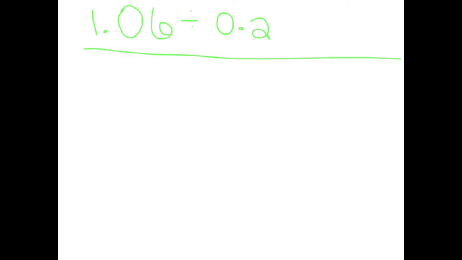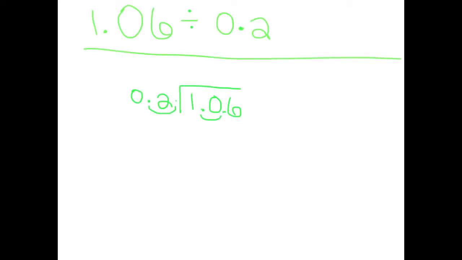Our problem is 1 and 6 hundredths divided by 2 tenths. So we set up our problem like this, except we want the divisor to be a whole number, so we move this decimal over, and what we do to the divisor, we want to do to the dividend. So since we moved that one place over, we need to move this one place over.